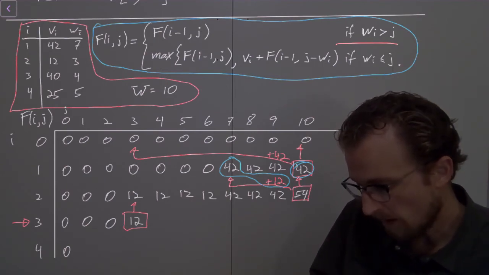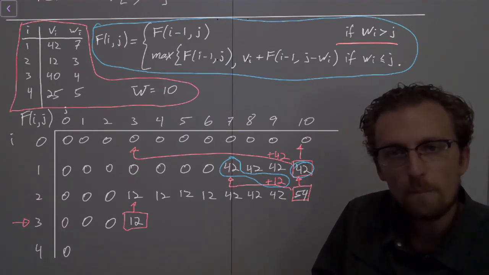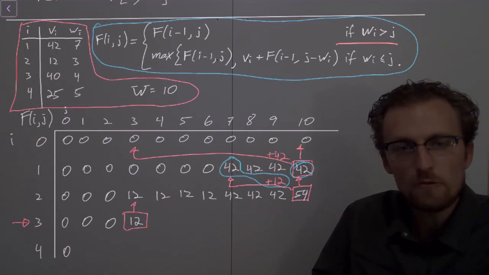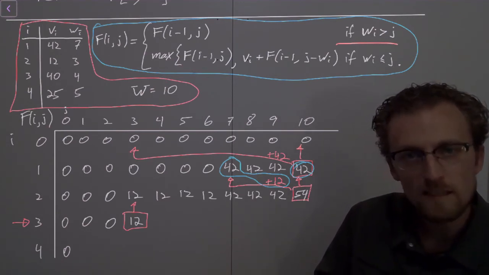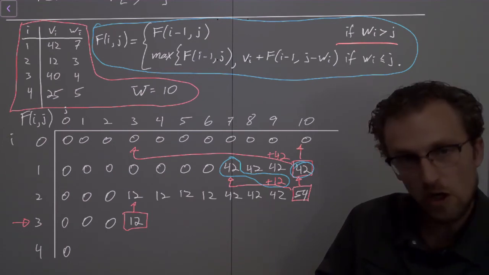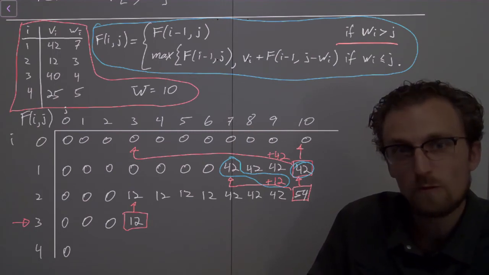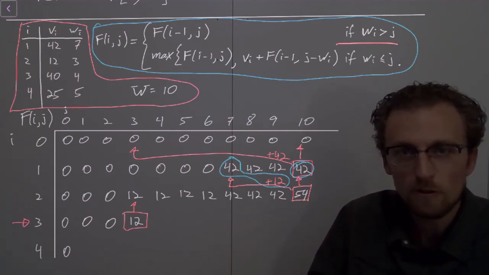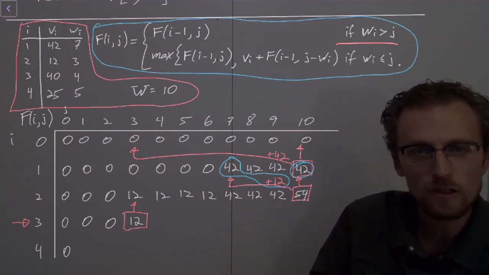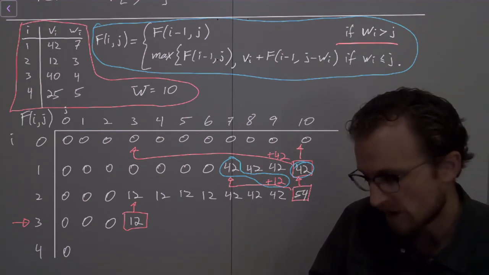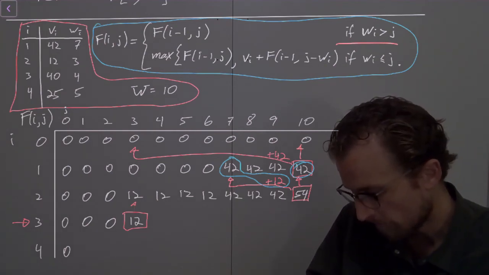So having a value of 12 there means that if we have a capacity of 3 and we're allowed to use any of items 1, 2, and 3, then the best thing we can do gets us a value of 12. This chart doesn't immediately tell us what gets us a value of 12, but it tells us that the best we can do is a value of 12. And there are clever ways of processing the chart that would actually tell you what the subset is, and you would find the subset is just containing item 2.